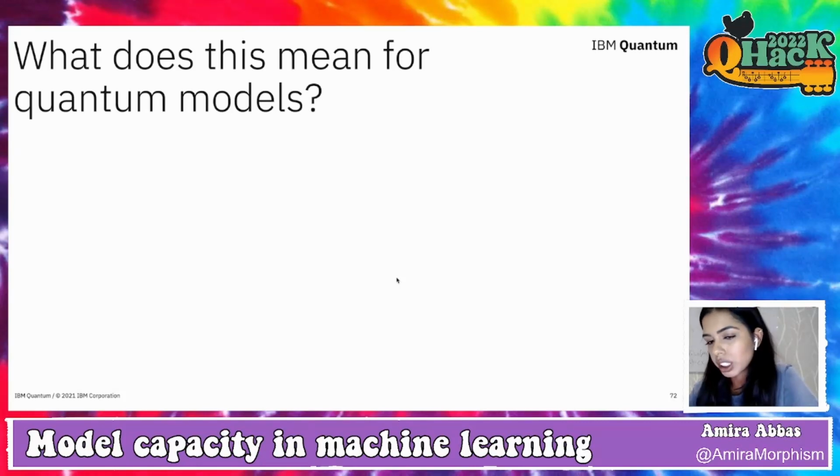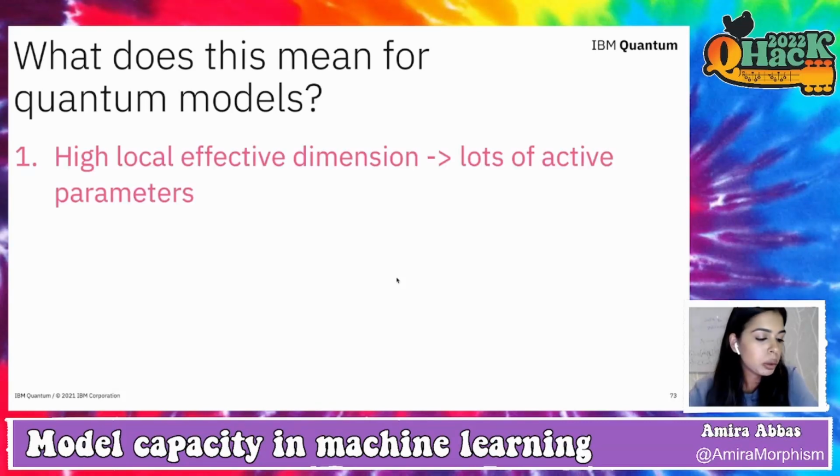But now coming back to quantum models, what we've seen with some preliminary numerics is that for some reason, the quantum circuits that we study can be designed to have a very, very high local effective dimension. Now, high local effective dimension for a model, what does that mean? Well, it means lots of the parameters are very, very active, right? They're being used. Now this might be a good thing, but it might also turn out to be a bad thing, where the model is overfitting and it's not actually learning true relationships.